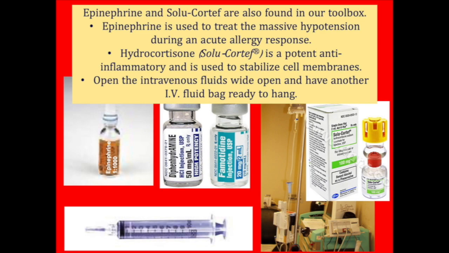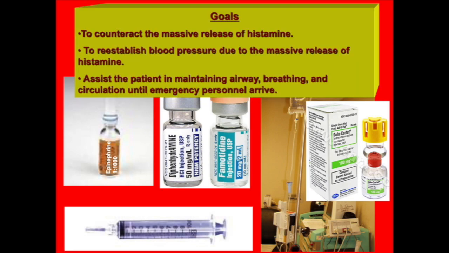And lastly, epinephrine is going to increase heart rate and blood pressure in an extremely urgent or emergent situation. So the goals of treatment are to counteract the massive release of histamine. The big thing is to start with the steroid, move to the antihistamines. We're going to want to reestablish blood pressure. We have got to get blood to the brain. All the major organs need their blood supply. And then lastly is going to be the airway and the breathing.